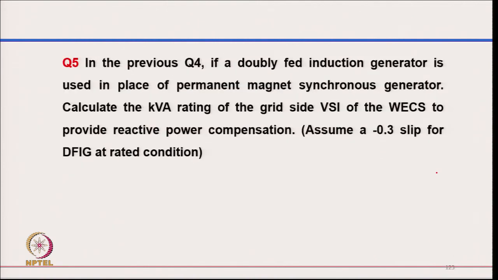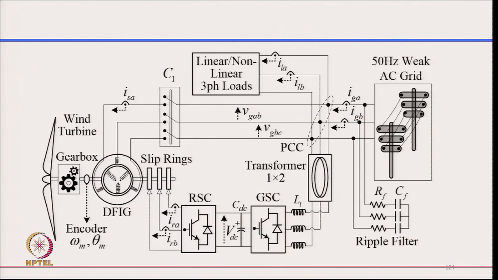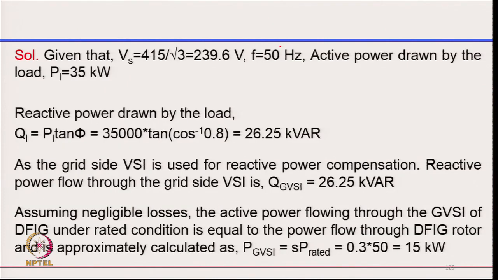78.56 ampere. So, coming to fifth example, in question 4, if the doubly fed induction generator is used in place of permanent magnet synchronous generator, calculate the kVA rating of the grid side voltage source converter of the wind energy conversion system to provide reactive power compensation. Assume a slip of minus 0.3 per unit for the DFIG rated current. So, this is a typical system. We have a DFIG with a gearbox, and of course, the double converter on the rotor side, and the stator side connected to the grid here, and of course, we have a local load. So, here it is given that Vs equals 415 by root 3, that is 239.6 volt, 50 hertz, and active power drawn by the load is 35 kilowatt.